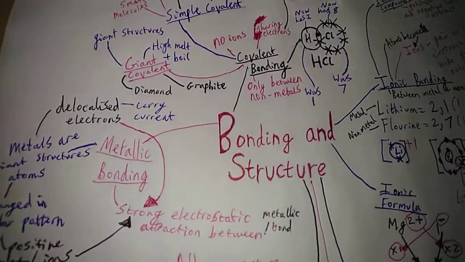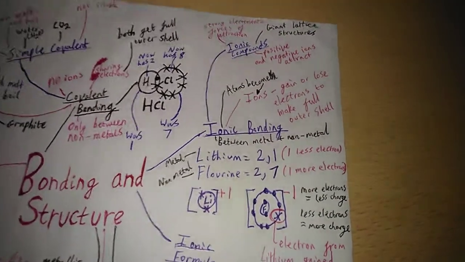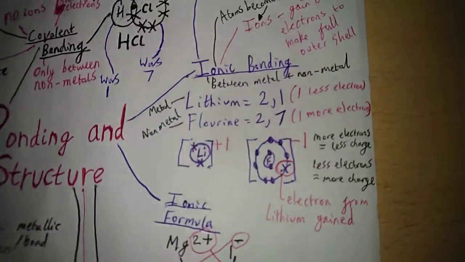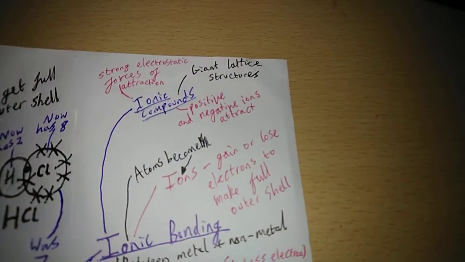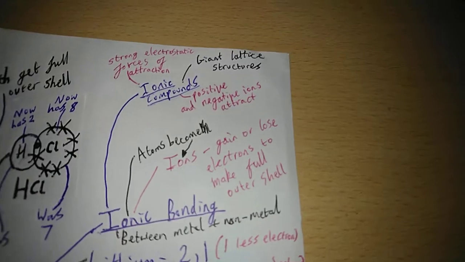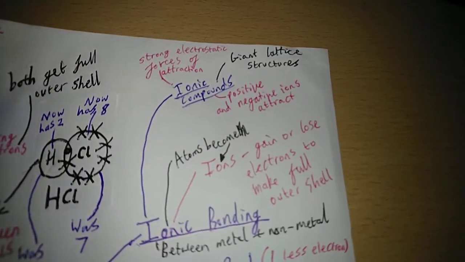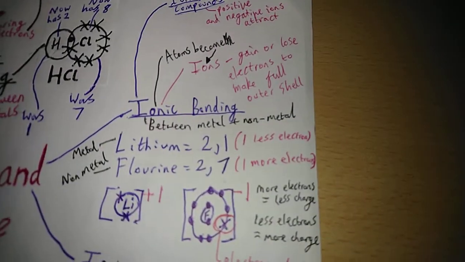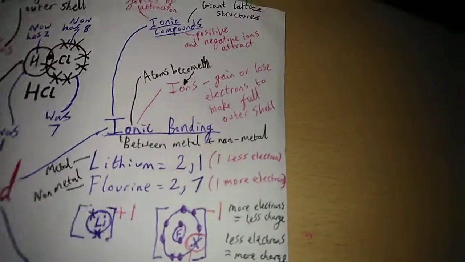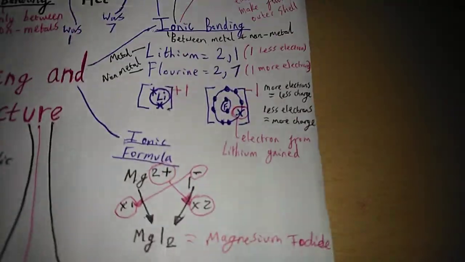So, bonding and structure. There are lots of different types of bonding. One type is ionic bonding, which is between a metal and a non-metal. Ionic compounds are in giant lattice structures and the positive and negative ions in it attract. They also have strong electrostatic forces of attraction. In this method of bonding, atoms become ions, which means they gain or lose electrons to make a full outer shell, as we can see here.